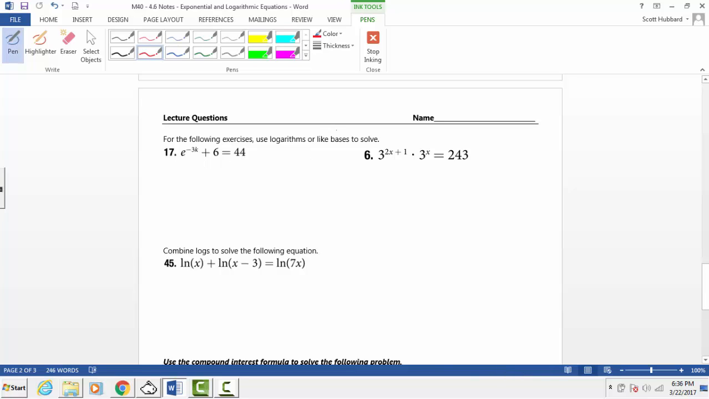So again, step one, so here we're trying to solve. The first step is you just want to say, okay, I've got to isolate the exponent. So I'm going to subtract 6, and we get e to the negative 3k.